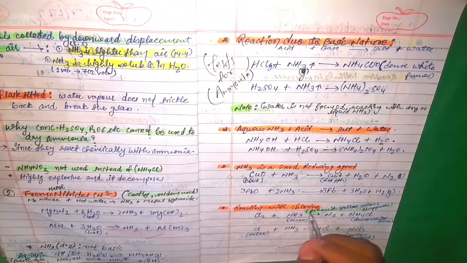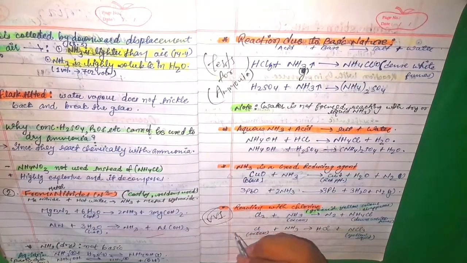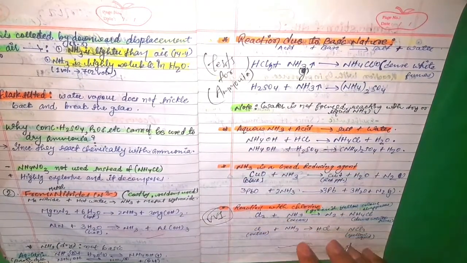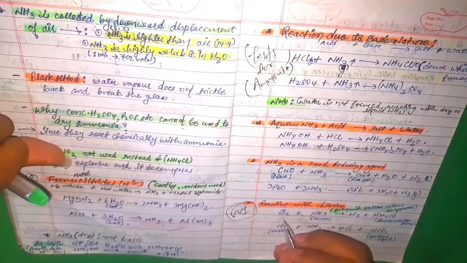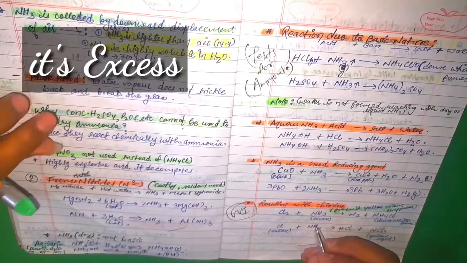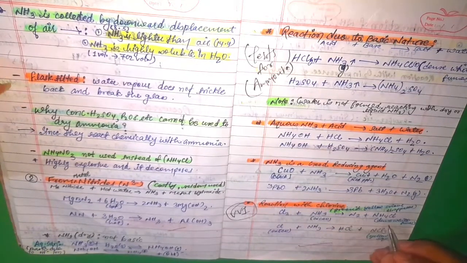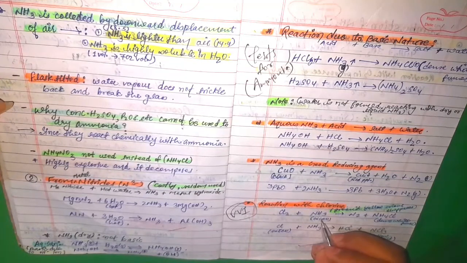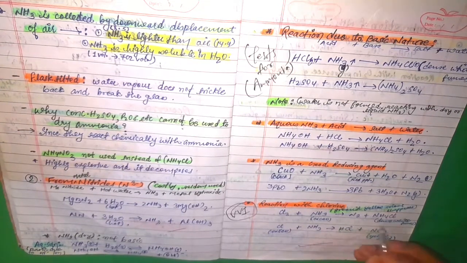Now the reaction with chlorine, this reaction is very important. I have seen in previous years' question papers this reaction coming in many years' papers. So the reaction is chlorine plus ammonia. When ammonia is in excess, the products are nitrogen plus ammonium chloride, that is dense white fumes, and the greenish color of chlorine disappears after this reaction.